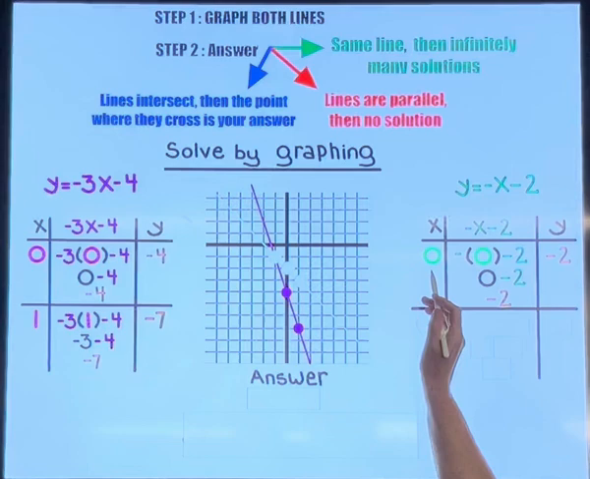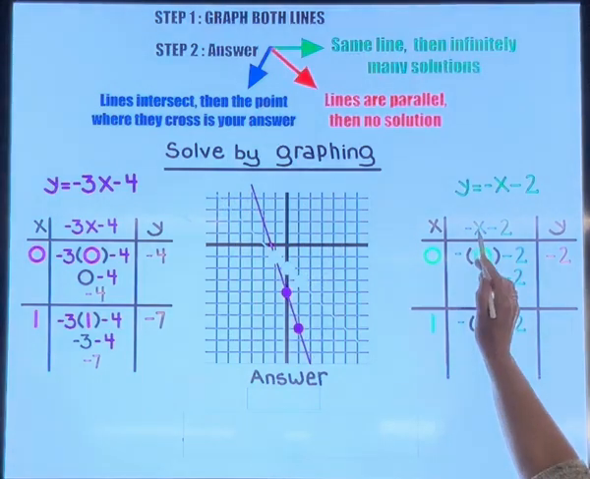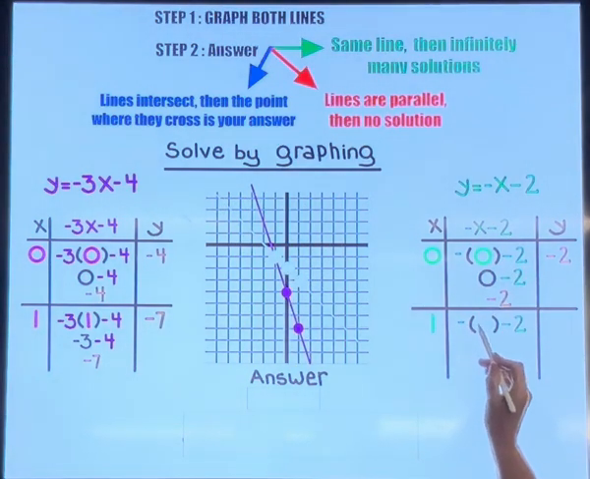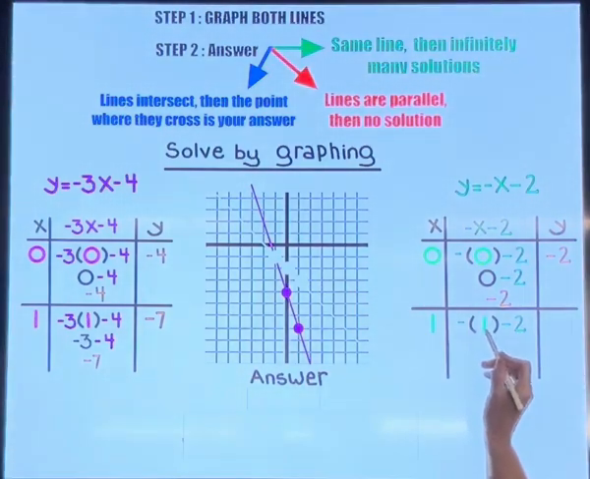Plot one more point. I've already picked 0, so how about picking 1? Substituting 1 into negative x minus 2, I'm going to have negative 1 minus 2. So a negative 1 is just that. It is negative 1, then minus 2. Negative 1 minus 2 is negative 3. So when I substituted 1, I got out negative 3.